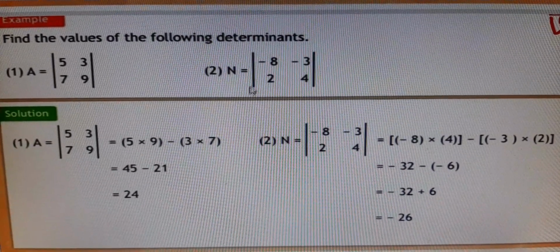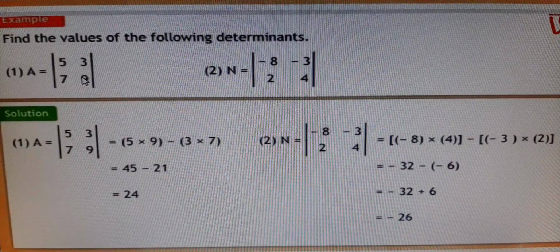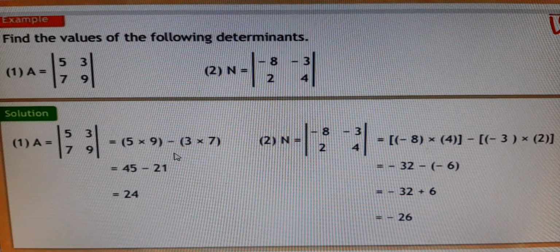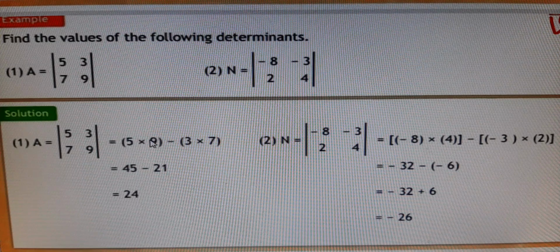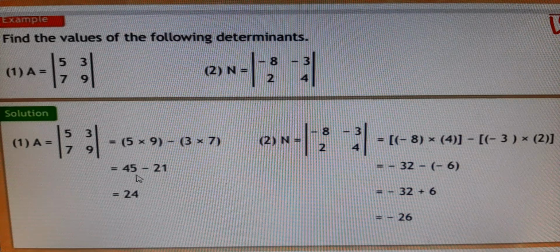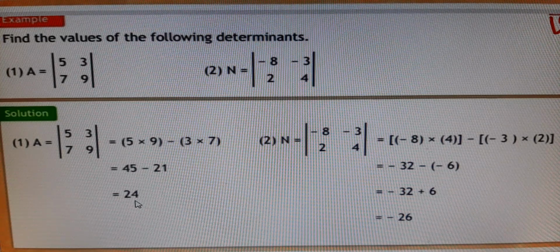See here, first example A, determinant 5, 3, 7, 9. Here taking cross multiplication, 5 into 9 minus 3 into 7. In the bracket, 5 into 9 becomes 45, minus 3 into 7 becomes 21. 45 minus 21 is equal to 24. This is a very simple one. How to solve the determinant? Determinant is a very simple one.